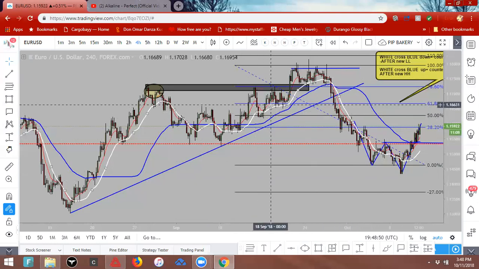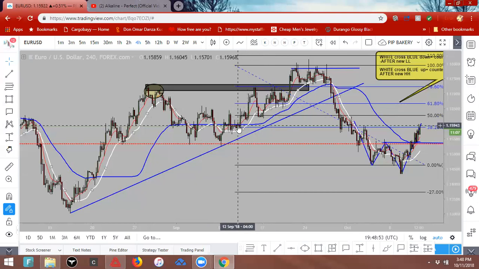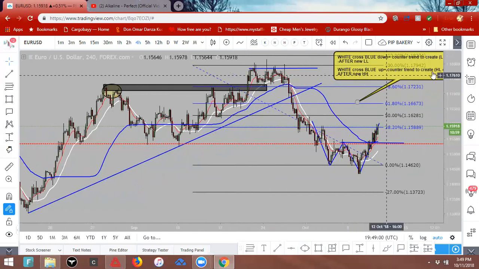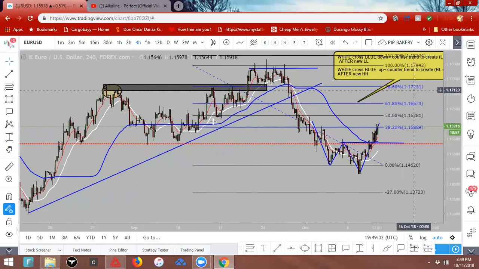You get a small pullback because of red. Again, red crossing blue is going to cause this to pull back. Give me red cross blue up. Red cross blue up, counter trend to create a higher low or a low. In this case, it created a higher low, a little baby higher low. This created a higher low.